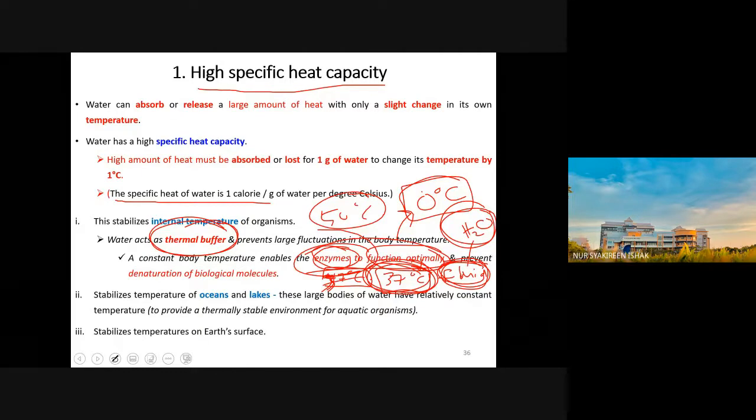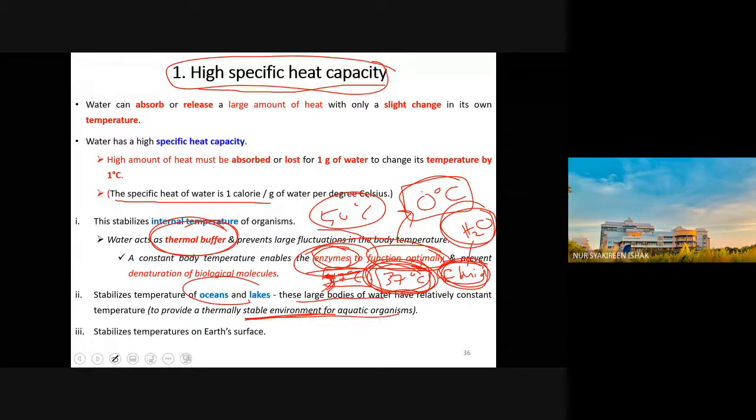Okay, so another significance or importance of this property, number two, is that it stabilizes the temperature of oceans and lakes, which are large bodies of water. Ocean and lake temperatures do not change easily because they are large bodies of water. So why is this important? Because this provides a thermally stable environment for aquatic organisms to live in.